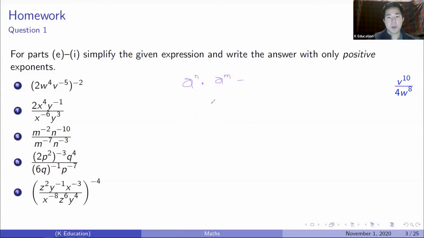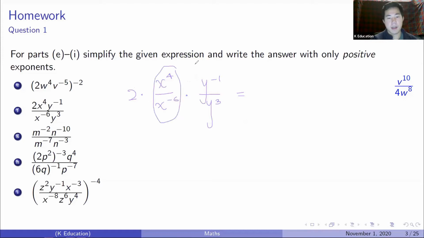We're gonna separate out our fraction into 3 things. So I'm gonna write 2 times x to the 4 divided by x to the power minus 6, times y to the power minus 1 divided by y cubed. Okay, so I'm gonna look at this separately.